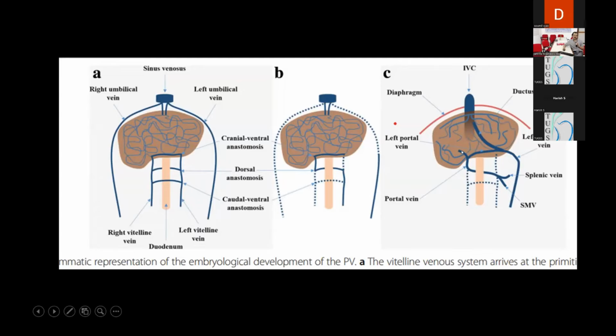And if there are any variations in the portal vein system, then because the portal vein drives further development, there will be variations in the hepatic artery as well as the bile duct. So if you see variations in portal vein anatomy, one should suspect that there can be variations in the bile duct anatomy as well.